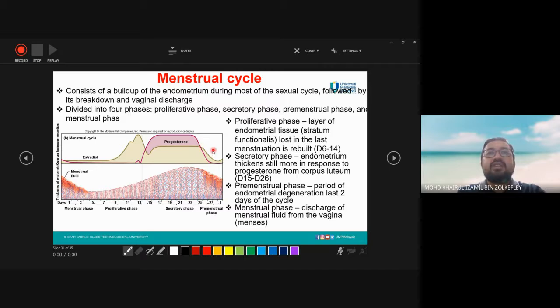Tapi kalau tak ada fertilization occurred, progesteron ni dia akan jatuh balik hormon dia. Bila tak ada progesteron, dinding ni pun dia akan jatuh balik.